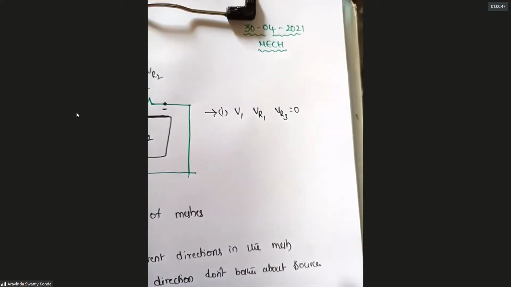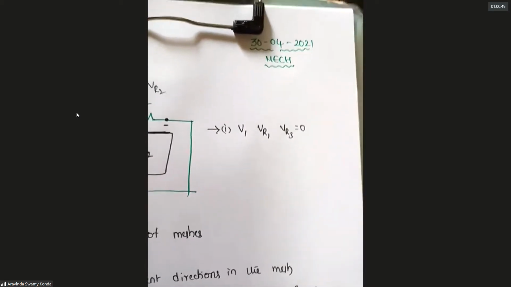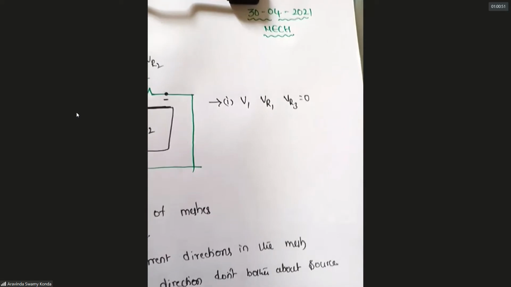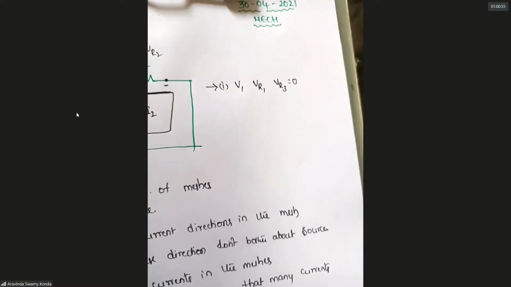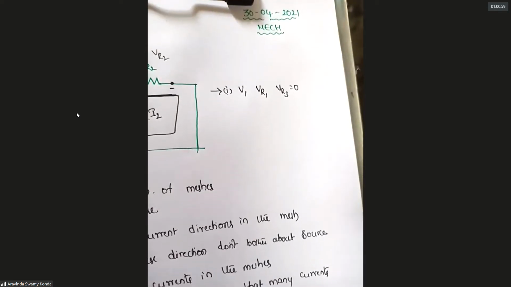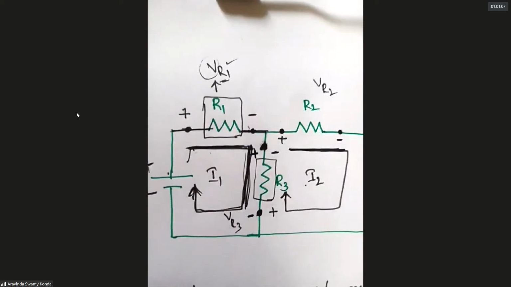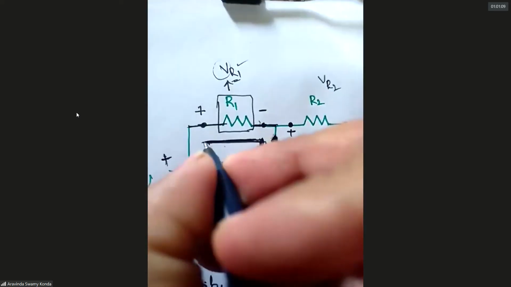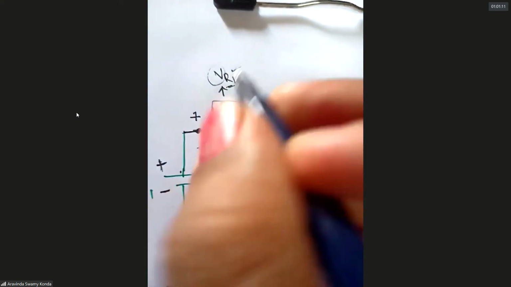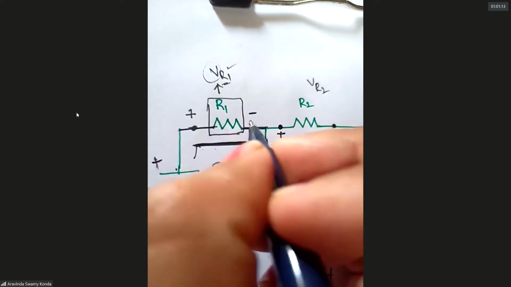So V1, VR1, VR3. What signs do we want to give for V1, VR1 and VR3, the positive sign or negative sign? How are we taking those signs? Let's see how to take the signs. First I'm going with VR1. For VR1, in the direction you have taken, you are coming from plus to minus.